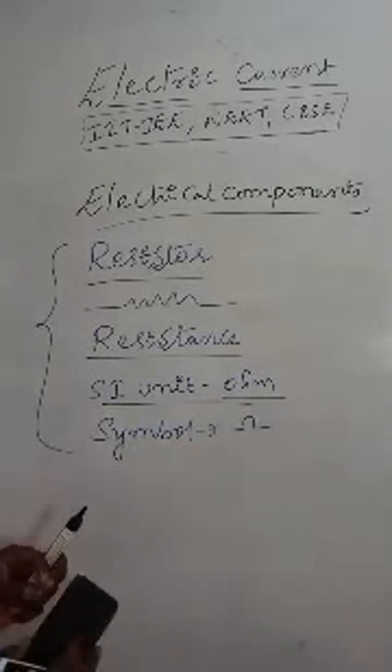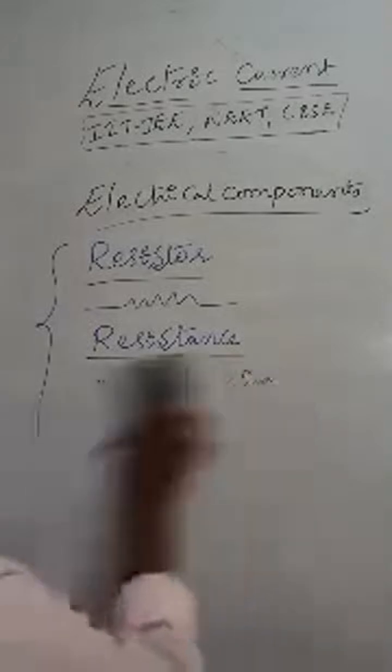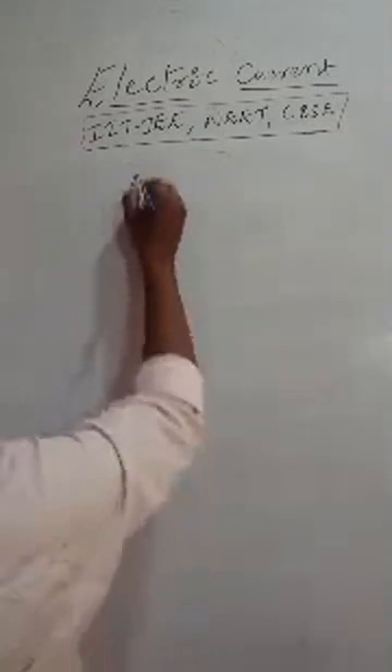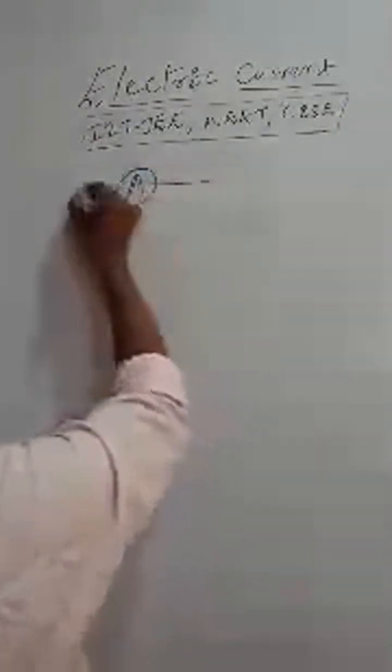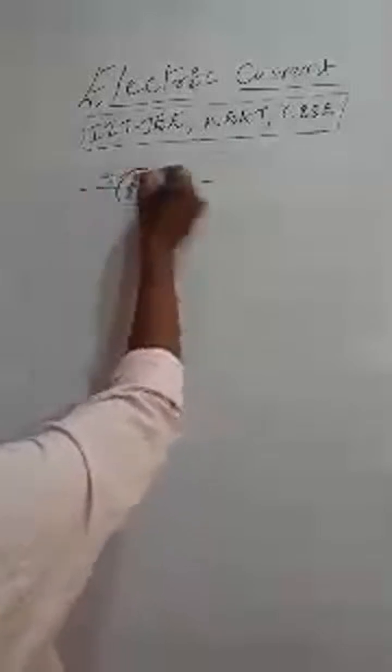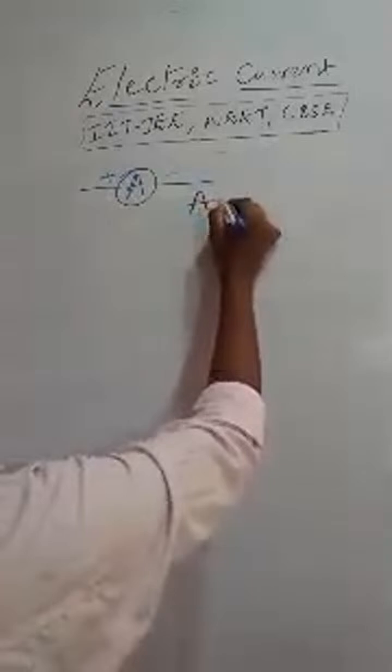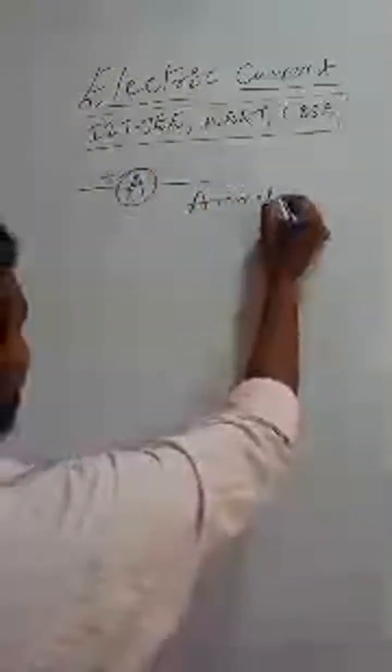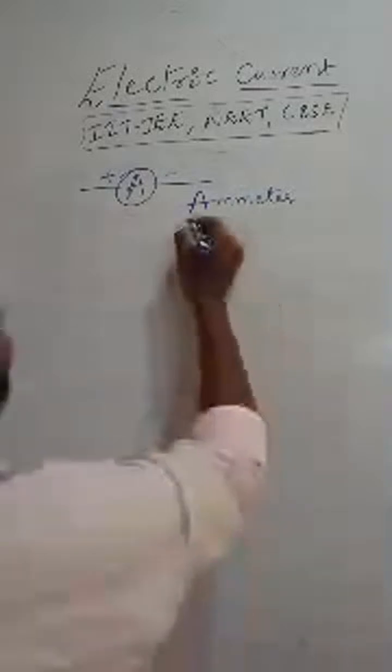Next, I will discuss more points related to resistance, such as the factors it depends on. Meanwhile, we'll go with the components. And next one, ammeter. If you take this ammeter, positive terminal, negative terminal. This is the ammeter, and we have to write it like this.